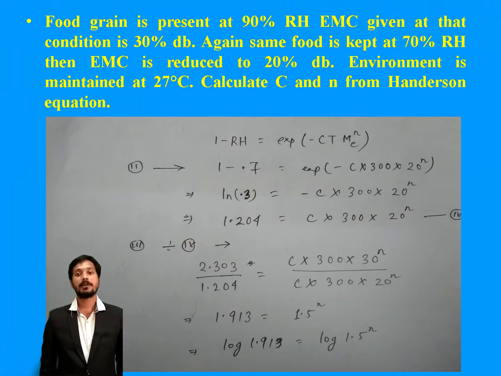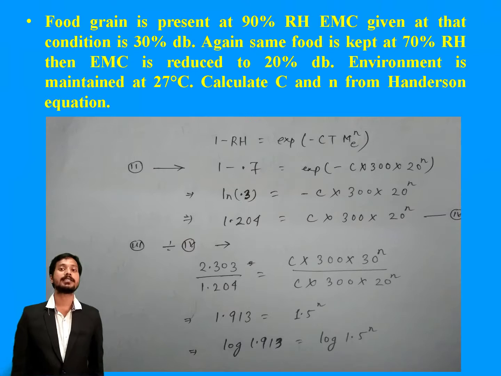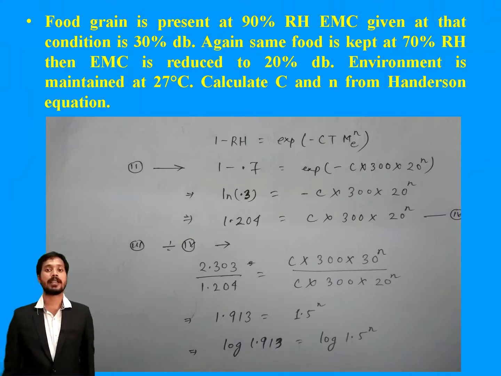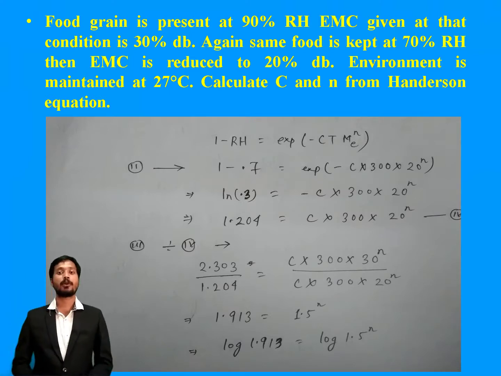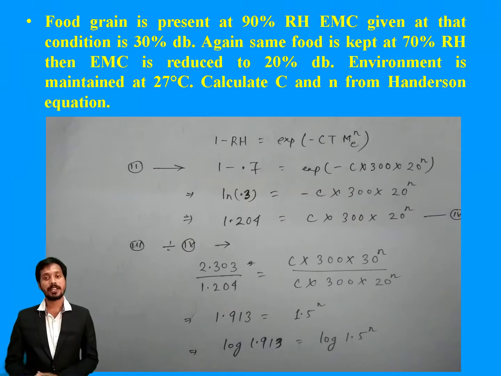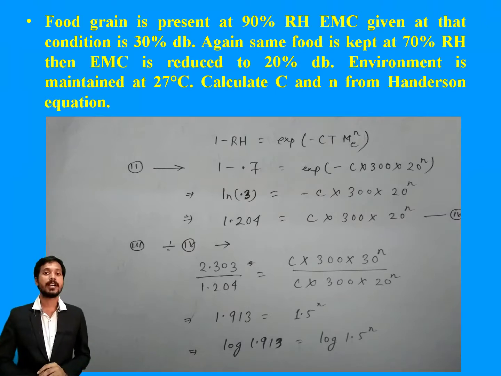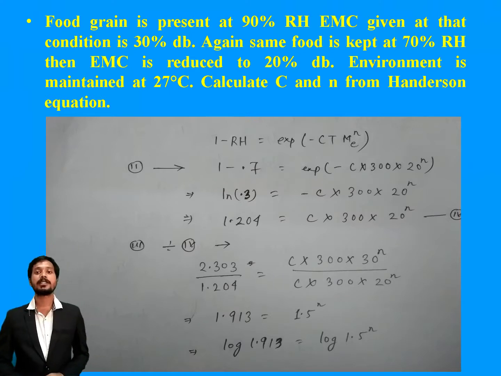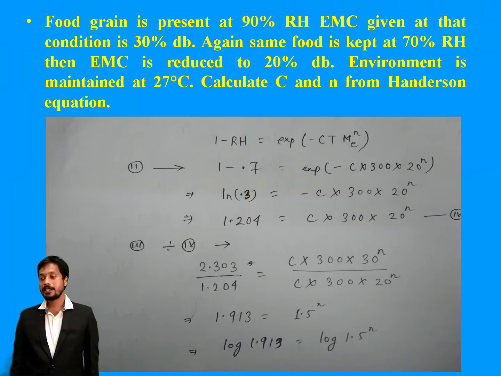Now we have another case. So here also I can put the same formula, 1 minus RH equals exponential of minus CT me to the power n. So 1 minus RH in decimal, so the value is 0.7. So 1 minus 0.7 equals exponential of minus C unknown, T 300, multiply ME. Now the ME value is 20% dB, and this 20% should be in percentage, so that's why 20 to the power n.